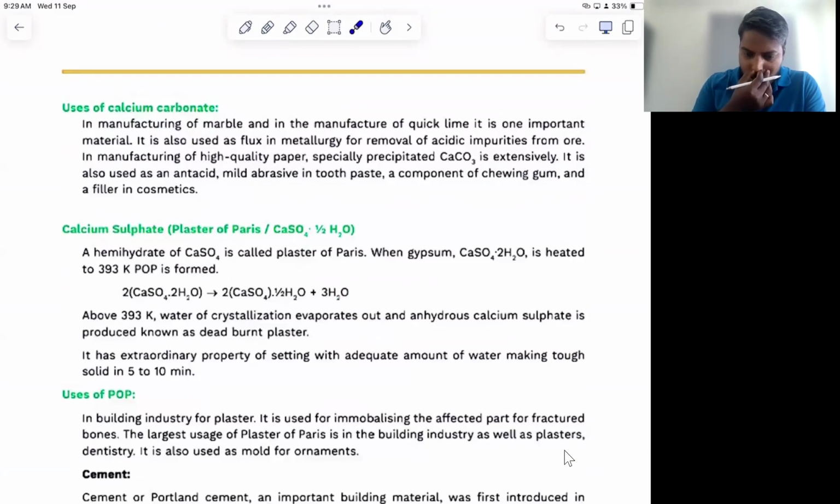Uses, sorry, just now we discussed manufacturing of quicklime, important for flux, removal of acidic impurities from ores, manufacturing high quality papers, especially precipitated calcium carbonate, used extensively as an antacid, mild abrasive in toothpaste, a component for chewing gum, and a filler in the cosmetics.